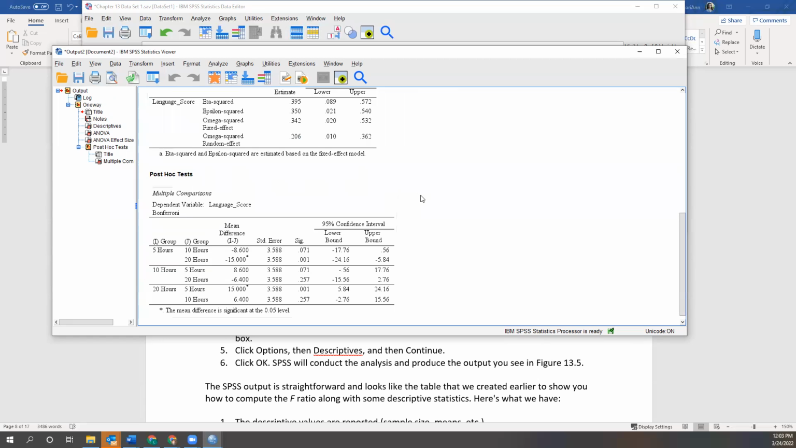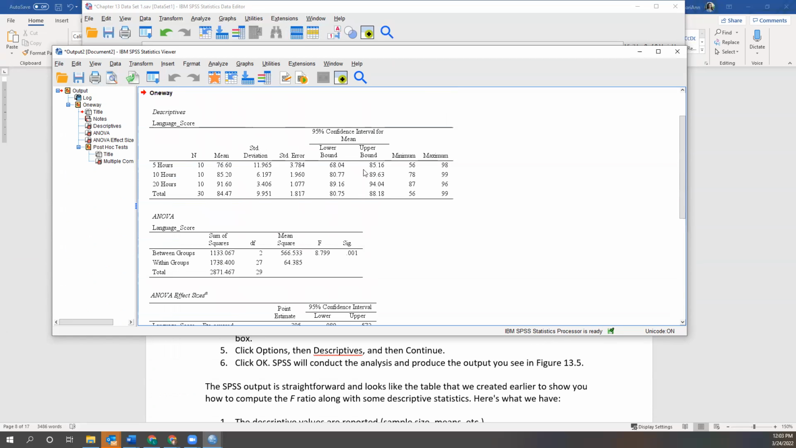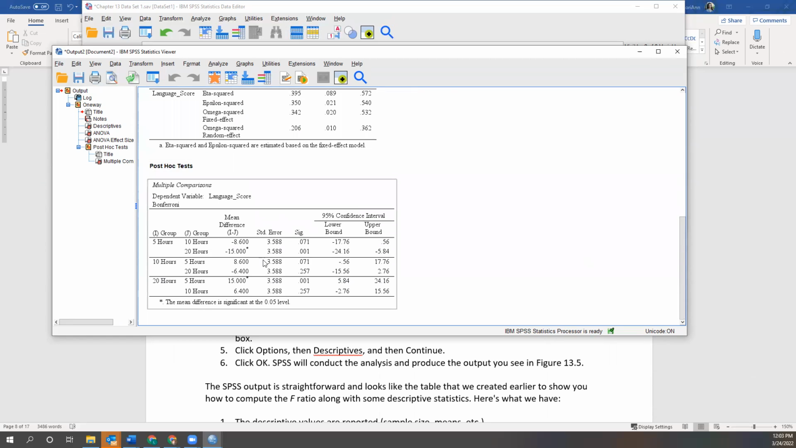And then here's my post hoc. And this is where I get to find out where the differences are. This tells me there is a difference, but it doesn't tell me where the difference is. The post hoc tells me where the difference is. So what it does is it creates what we call pairwise comparisons. So this is 5 hours, the group for 5 hours compared to the group that spends 10 hours. And there's a mean difference of negative 8.6, right? So that tells me that the 5 hours are doing a little less than the 10 in language performance.